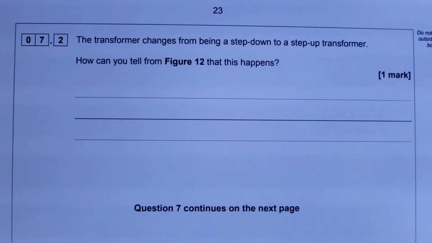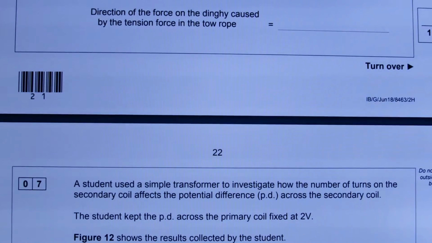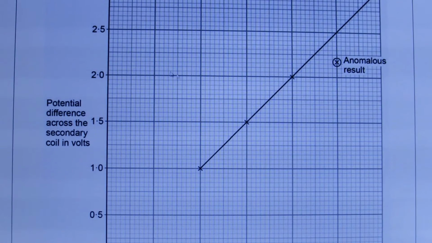Transformer changes from being a step down to a step up. How can you tell from figure 12 that this happens? The student kept the potential difference across the primary coil fixed at 2 volts. So here, the output went from less than 2 volts to more than 2 volts.